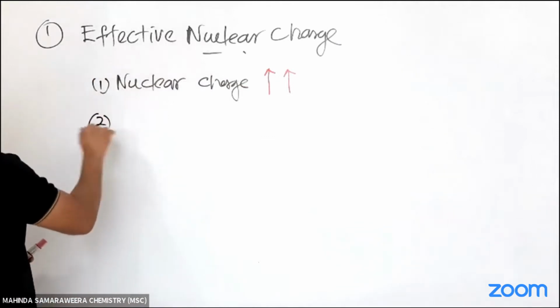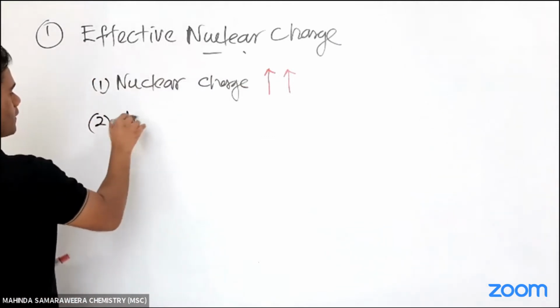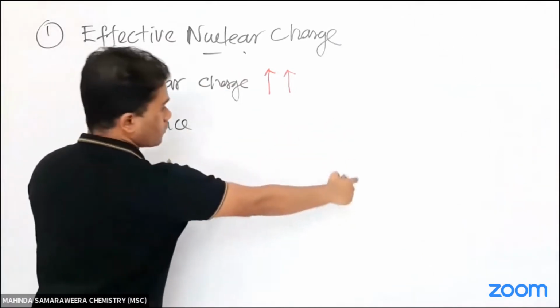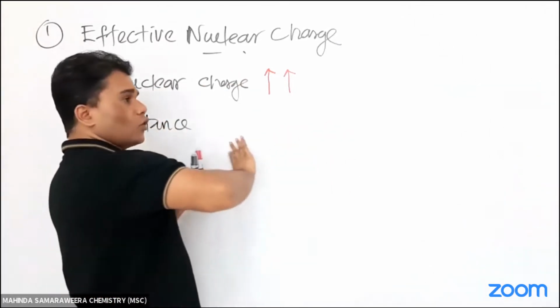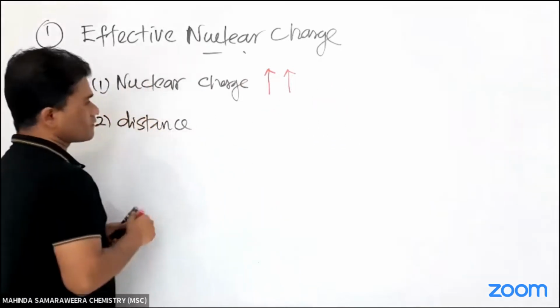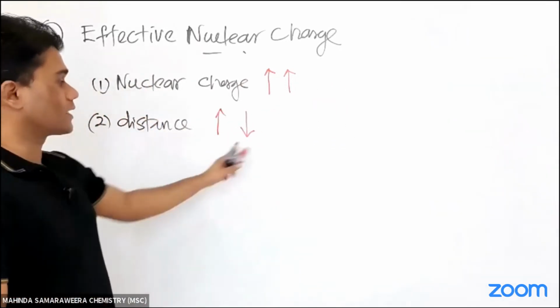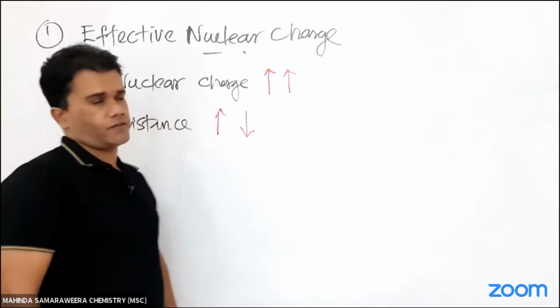Second thing is the distance. I think I discussed, yes, distance between the nucleus and outer electron. When the electron goes far away from the nucleus, weak attraction will be there. So effective nuclear charge decreases with the distance.